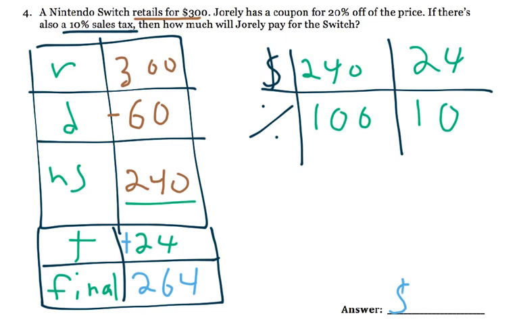264. So Jorelli will end up paying $264 for his Nintendo Switch, because now we not only have a discount of $60, we also have a 10% tax, which amounts to $24. So the final answer is 264.